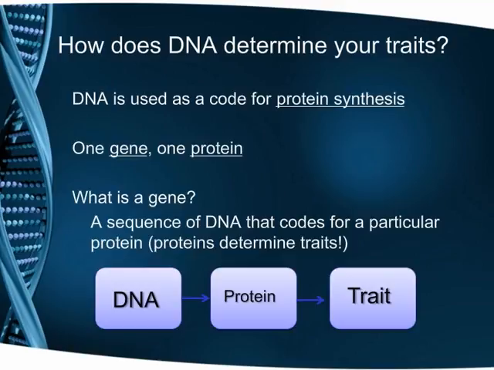The next thing that you will write in is one gene, one protein. Here's what that means. In the space labeled gene, you are going to write the definition. A sequence of DNA that codes for a particular protein. So each sequence of DNA, or gene, codes for the production of one particular protein, and your protein determines your traits.